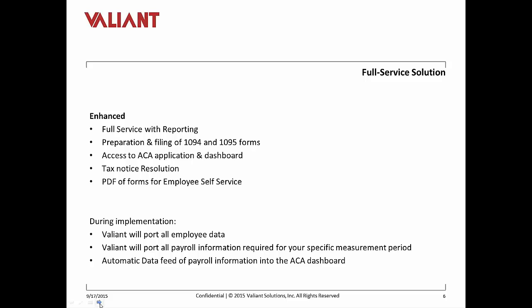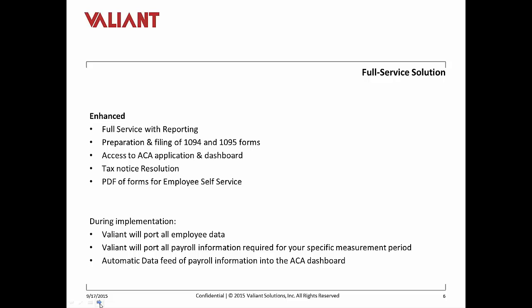The first option is our enhanced solution. This option is best suited for clients that are looking for a fully integrated application with a quick reference dashboard. In this solution, payroll information flows seamlessly from payroll into your ACA dashboard. The enhanced service solution offers advanced reporting, preparation and filing of your 1094 and 1095 forms at the end of the year, access to the ACA application and dashboard, tax notice resolution, and if you subscribe to Valiant's Employee Self-Service module, your employees will have access to their 1095s as well as their usual W-2 forms on the portal.